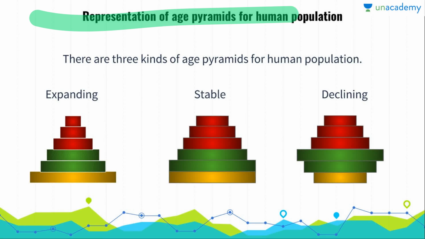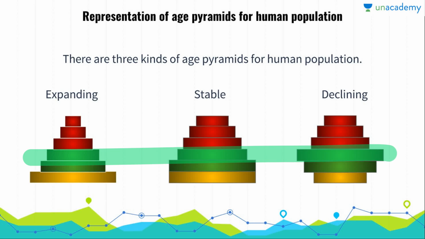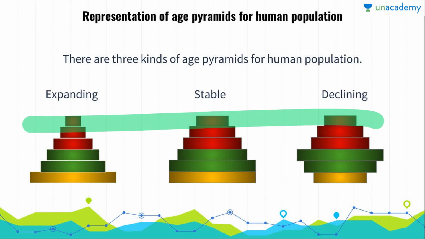Now what is the representation of an age pyramid for the human population? First we have to understand the age groups in our population. In dark yellow you can see the pre-reproductive age group, in green you can see the reproductive age group, and in red you can see the post-reproductive group, our respected elder citizens.